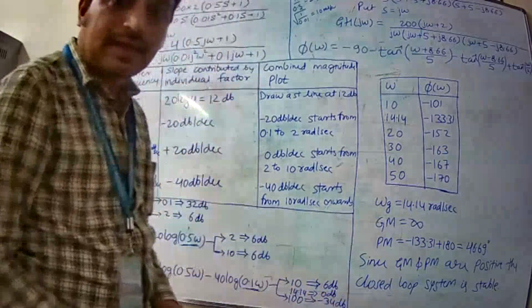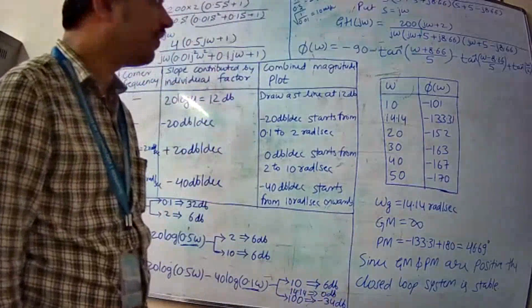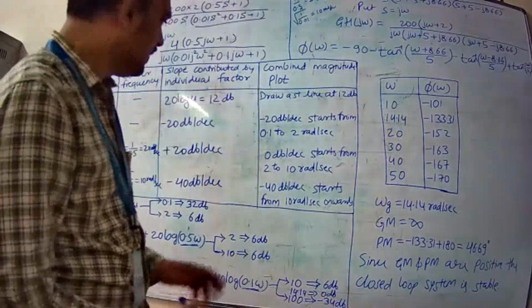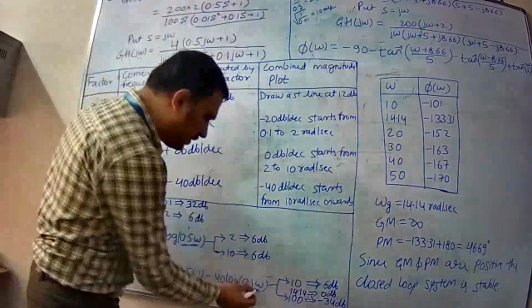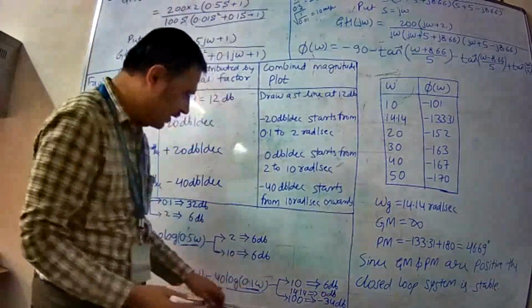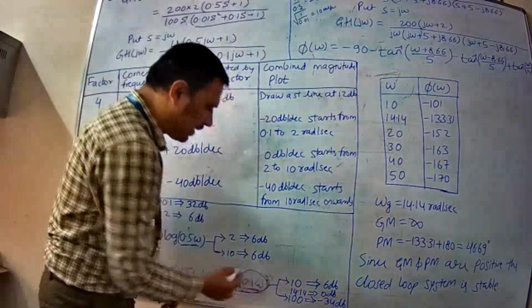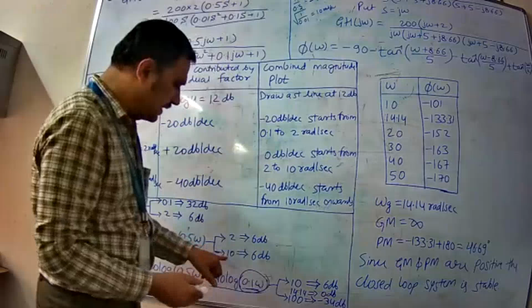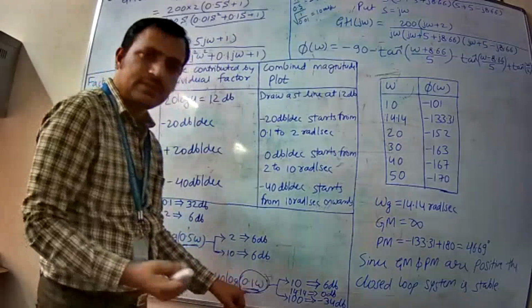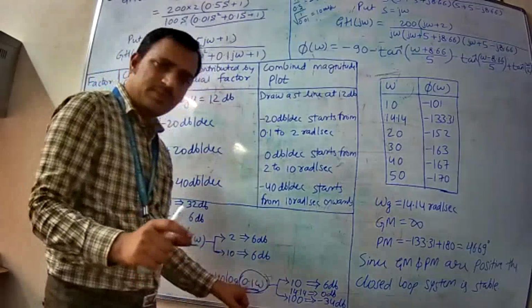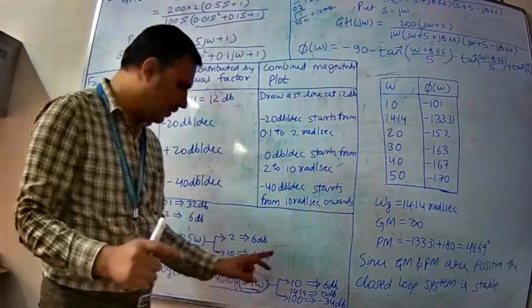What is this 14.14? That is gain crossover frequency. Here the thing is to write this value, 40 log. This value must be 1 after multiplying by 10, because here the last value is 10. 10 into some value, that value must be 0.1. 0.1 into 10 is 1.